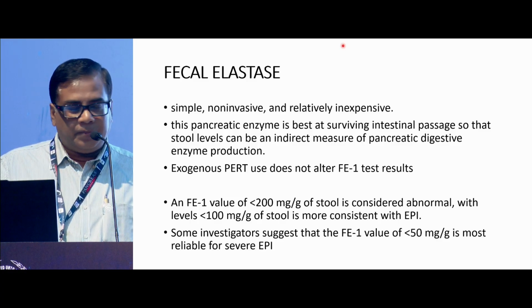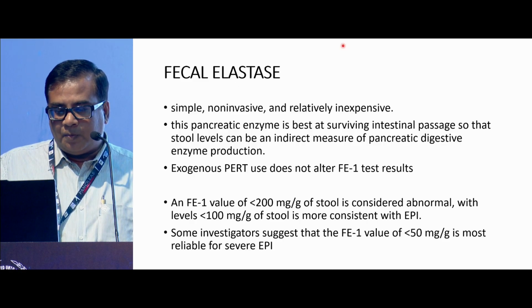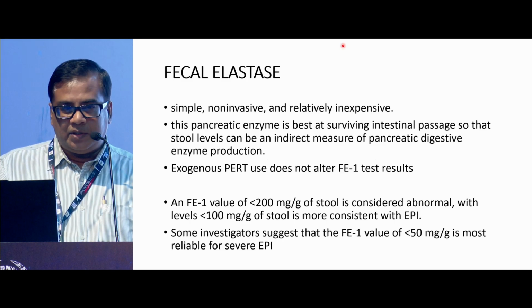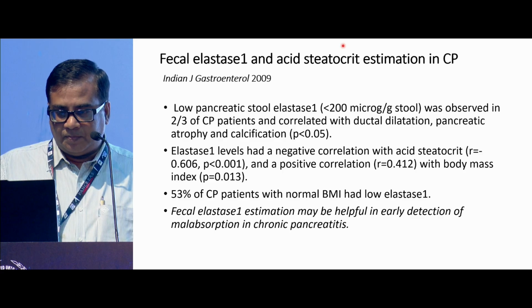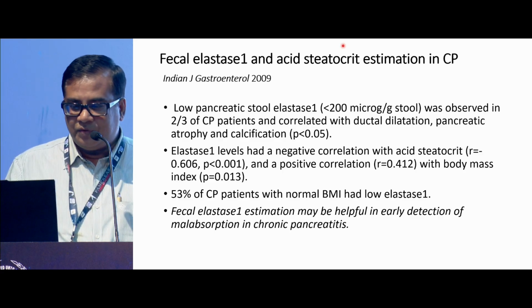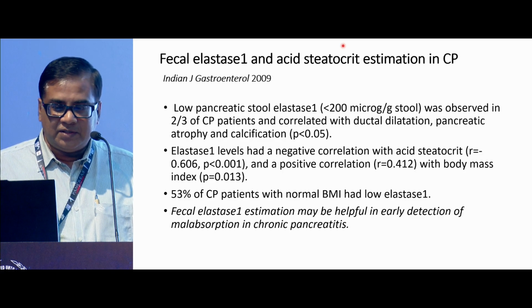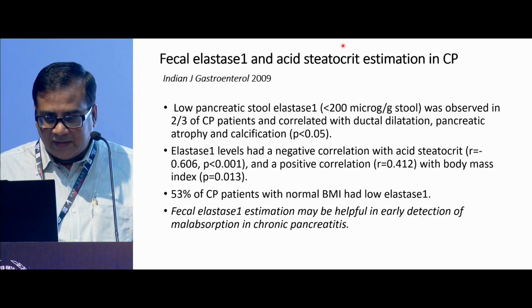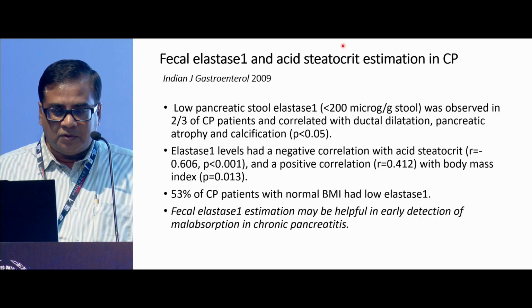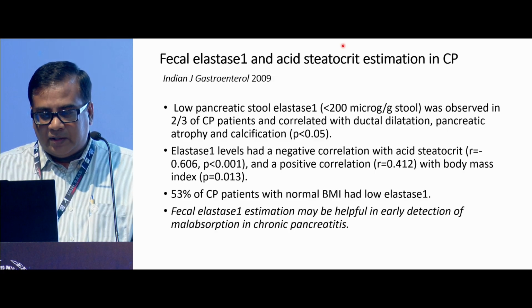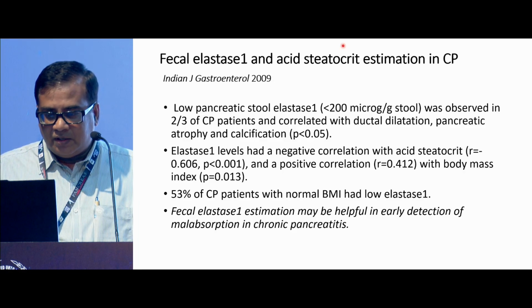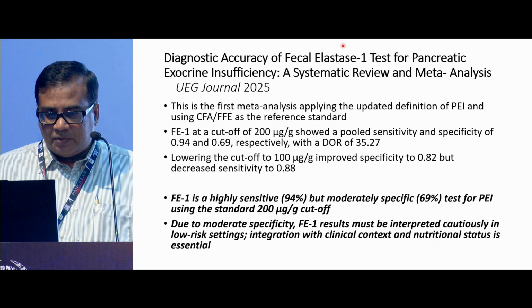So less than 200 microgram per gram of stool is considered abnormal, and less than 100 is more consistent. And the general consensus is that less than 50 is very reliable for severe exocrine insufficiency. So this was our study, the first study we did in India, in which we had done elastase and acid steatocrit. It was published in 2009. And we found that 53% of the chronic pancreatitis patients with a normal BMI had low elastase. So we did feel it was a useful test to pick up early evidence of EPI in chronic pancreatitis. Okay, I'll skip this for the time being.